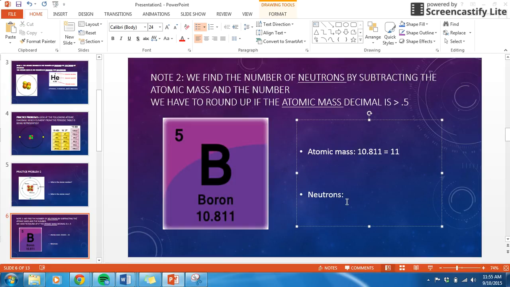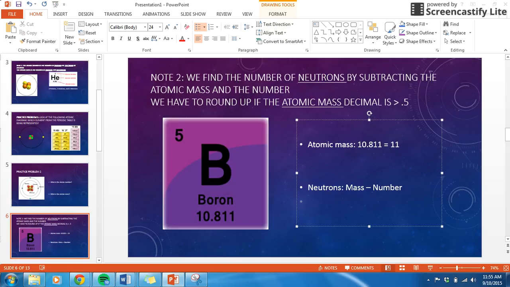Now to find the number of neutrons, I have to take the atomic mass minus the atomic number, which means that I would have to do 11, which is the mass, minus the atomic number, which is 5, which is going to give me 6 neutrons.